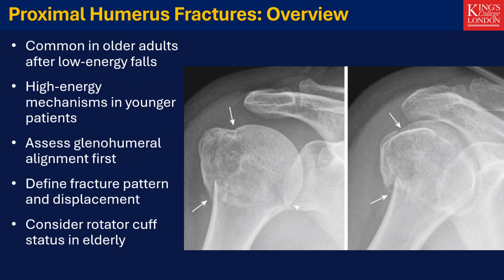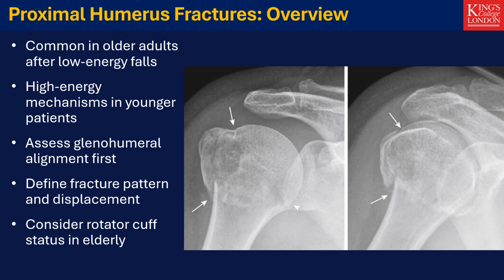Proximal humerus fractures are common, particularly in older patients after low energy falls. In younger individuals, higher energy trauma is more typical. Evaluation must begin with glenohumeral alignment. Confirm the humeral head remains centered relative to the glenoid.